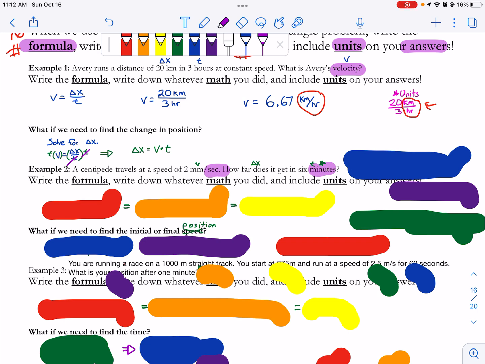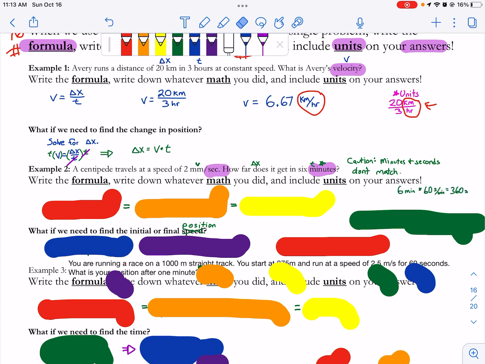And when they're not the same unit, what I need to do is make sure that they do match. And I think that is under, let's see, is it under here? Yeah, there it is. 6 minutes times 60 seconds in each minute, so that's going to be 360 seconds. So that's the actual number that I'm going to use in my calculation, okay?